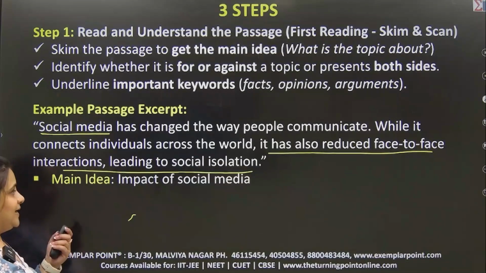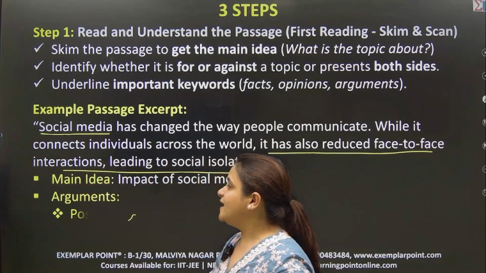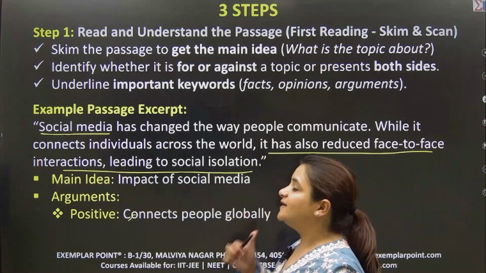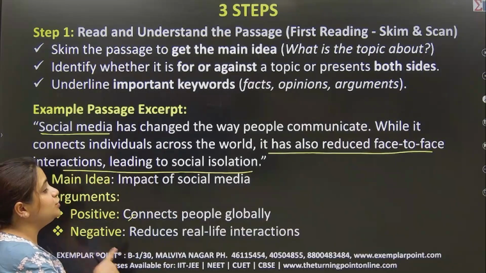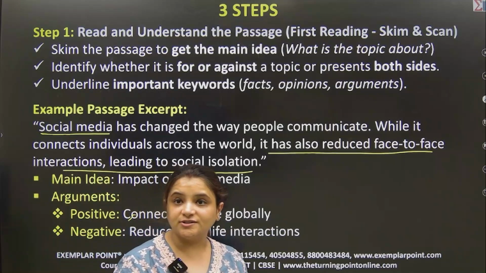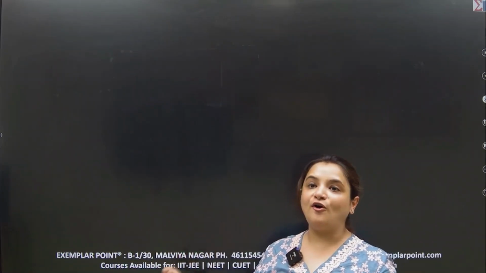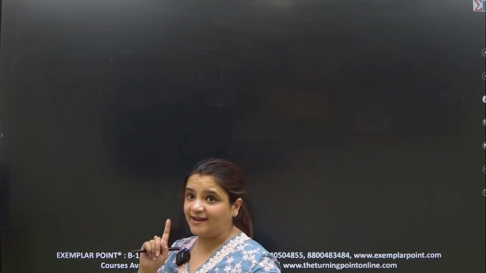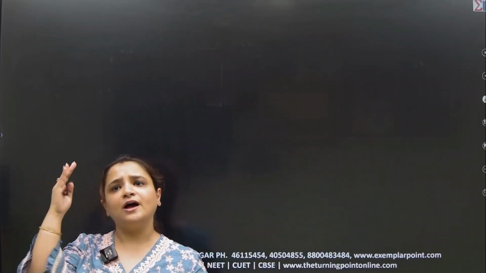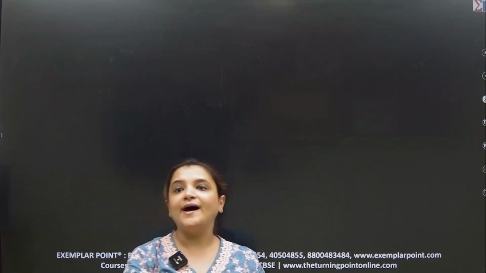Main idea, of course, the impact of social media. Let's see the arguments. The first one is it connects people globally, and the negative is it reduces real life interactions. All right. Now let us go to the second step of the reading section. First one, just remember we are skimming and scanning the passage. The second one is, now let us go back to the questions, understand them well, and go back to the passage again and find the answers.